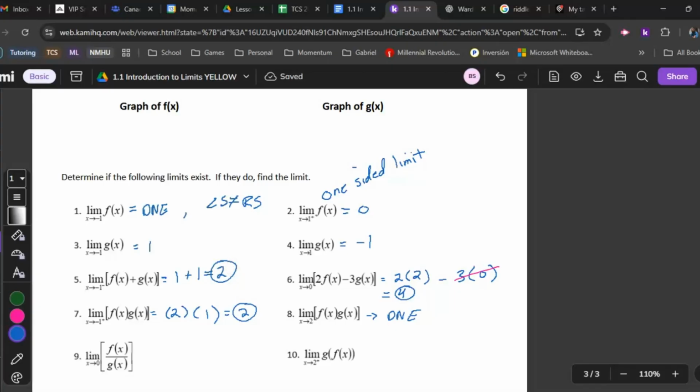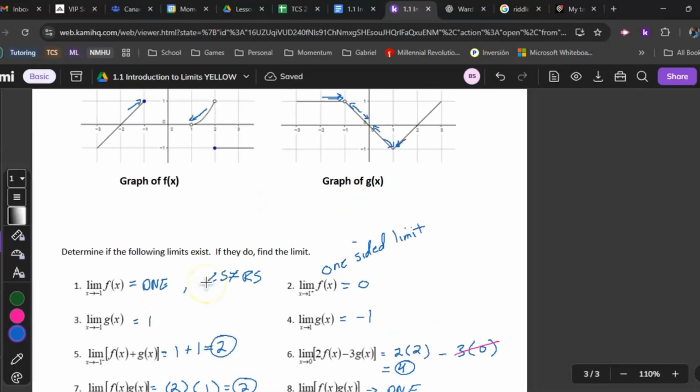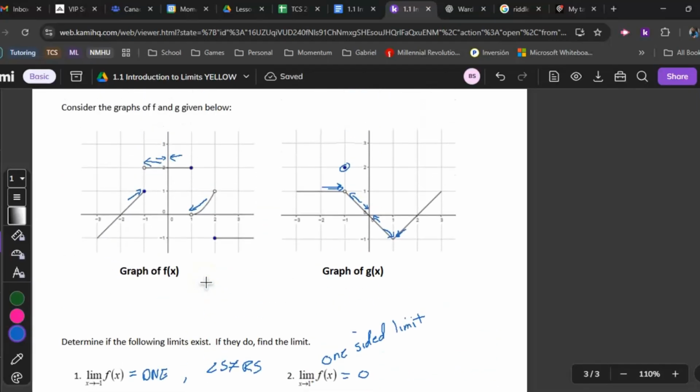Why does it not exist? Let's go look at it. So for f of x, as I approach 2, I'm getting 2 different values, right? I'm getting 1 and -1. If I get 2 different values, that means it doesn't exist. There is no limit. Okay?